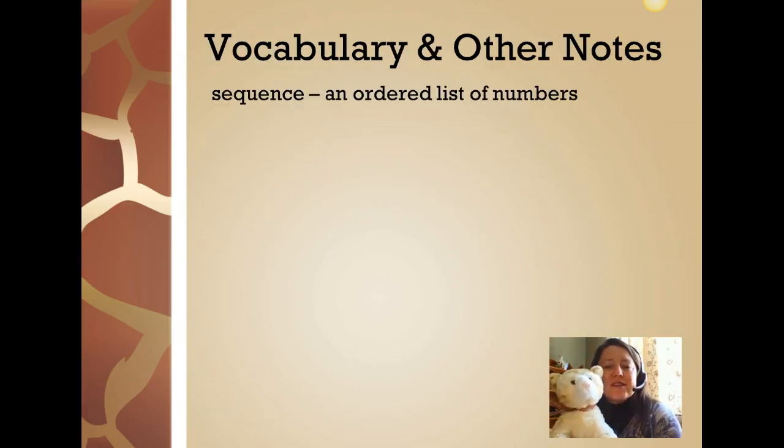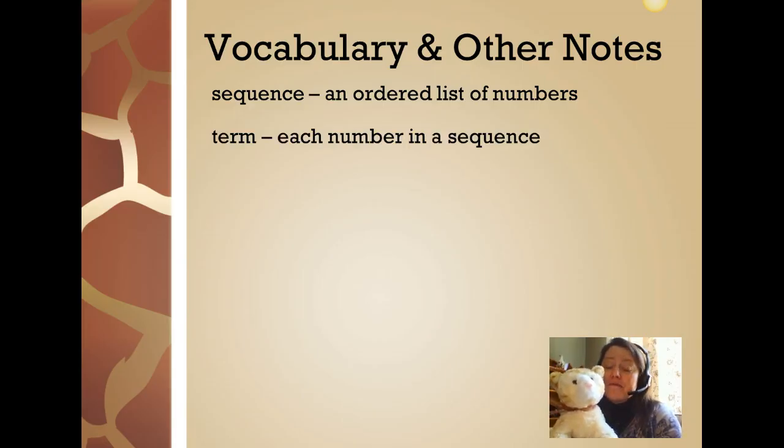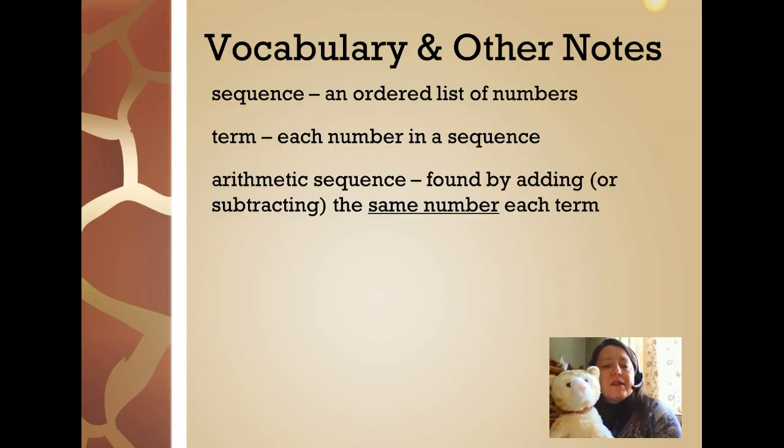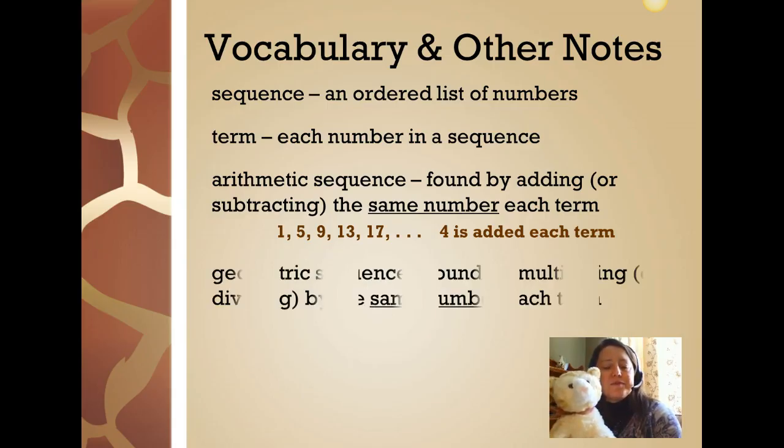A sequence is an ordered list of numbers. A term is each number in a sequence. An arithmetic sequence is found by adding or subtracting the same number each term. For example, if we have the sequence 1, 5, 9, 13, 17, we can see that 4 is added each term to get the next number.